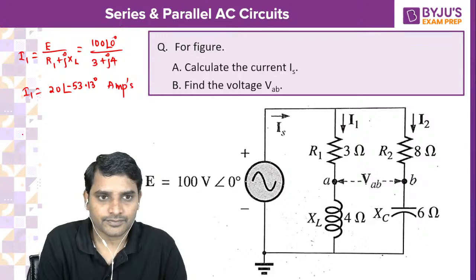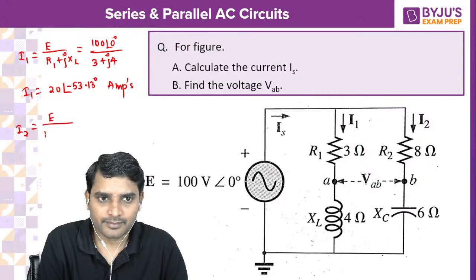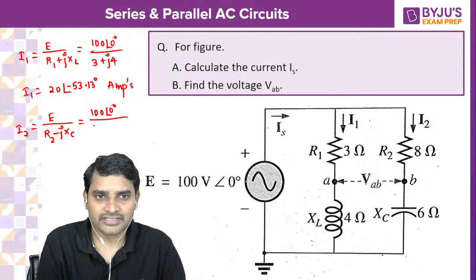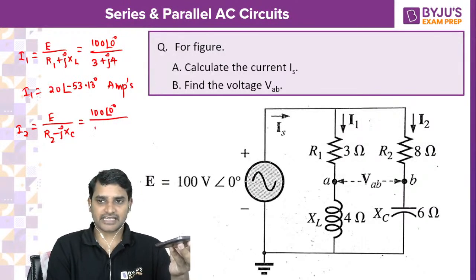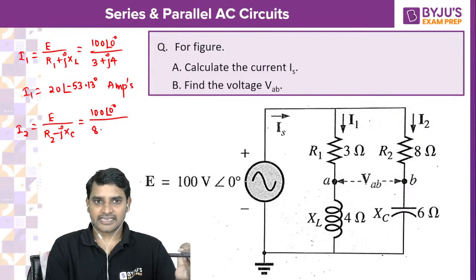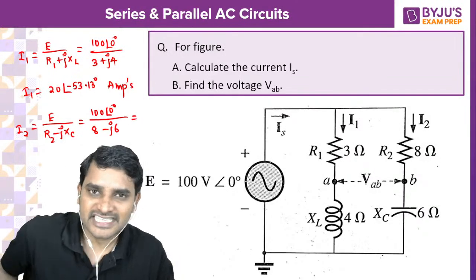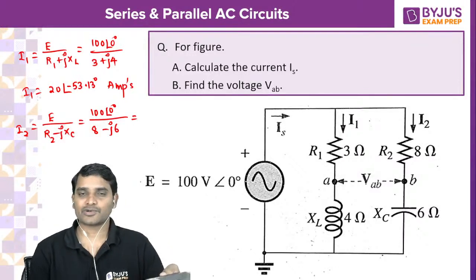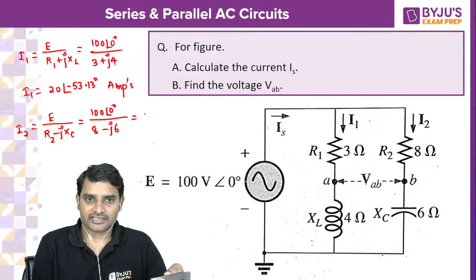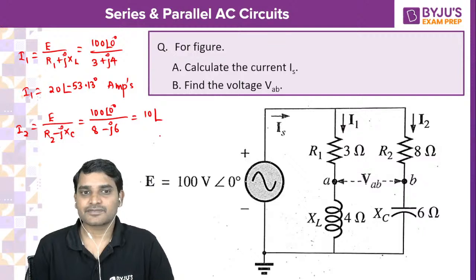Similarly, I2 is E divided by R2 minus jXC. E is 100 at an angle 0. R2 is how much? That is 8, so 8 minus j6. So 8 squared plus 6 squared, 64 plus 36, you will be getting 100. The root of 100 will be 10. 100 by 10 will be 10, at an angle of 6 by 8.